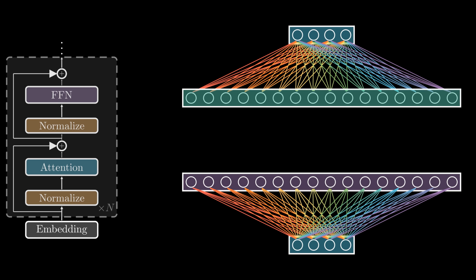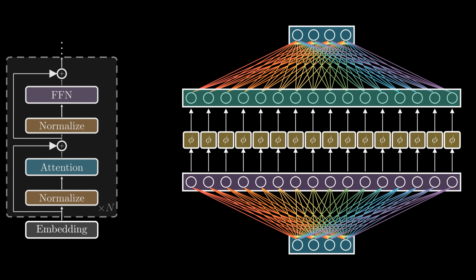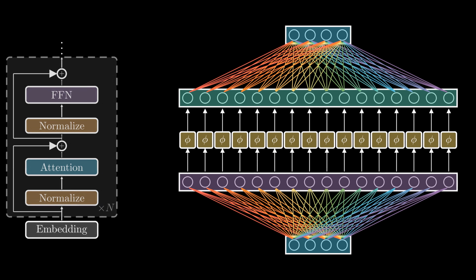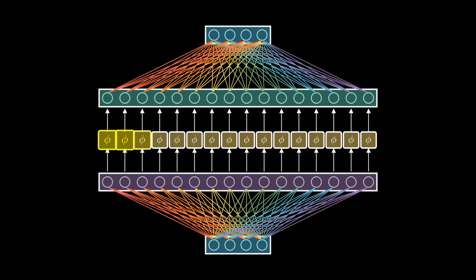First, the FFN computes a weighted sum of the input vector. Then it applies a nonlinear activation function phi to each individual dimension. This produces the post-activation vector. Finally, the FFN produces the output vector by taking a linear combination of the activated values. But which activation function should we use?